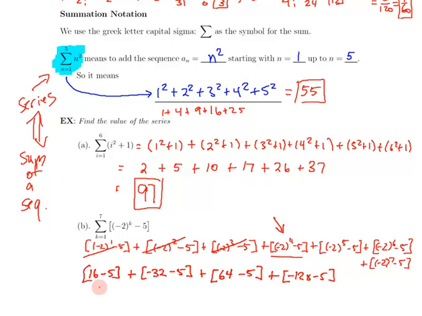So 16 minus 5 is 11. Negative 32 minus 5 is negative 37. 64 minus 5 is 59. And negative 128 minus 5 is a negative 133. Add all those up in my calculator, and I end up with 11 minus 37 plus 59 minus 133 is negative 100.